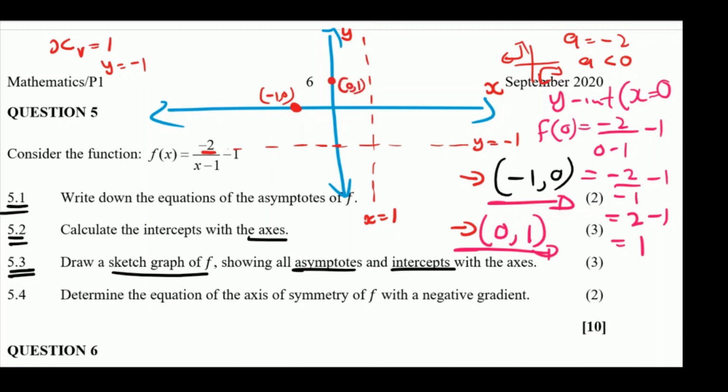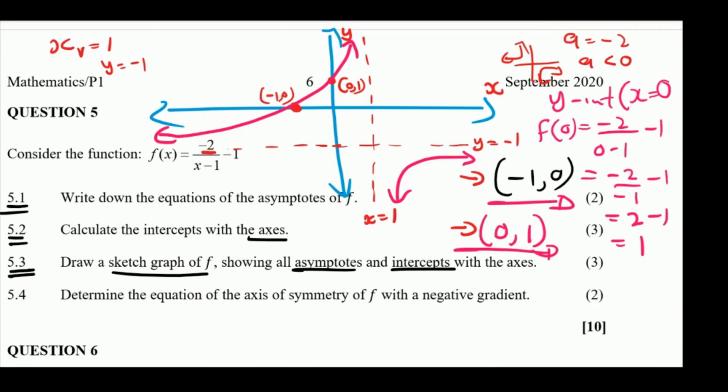And then we draw our graph. It's going to look something like this, not touching our asymptotes, moving like this, and another branch somewhere here. So this is our graph of f.